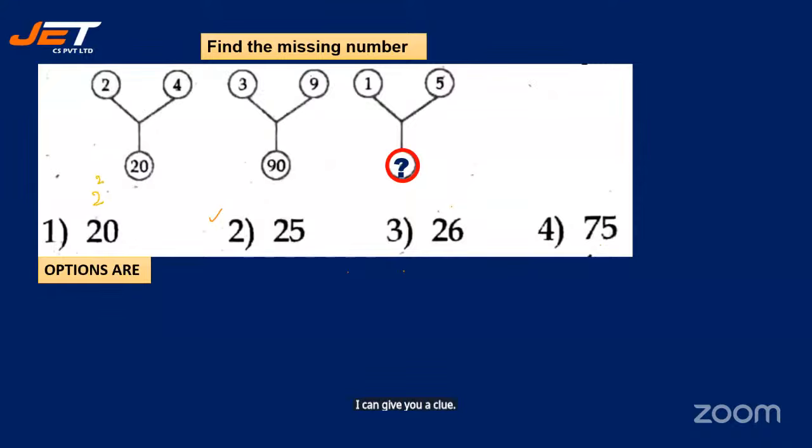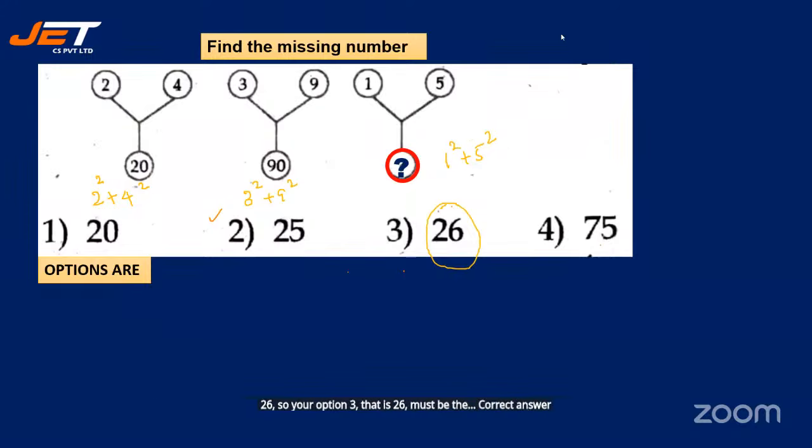Just do like this, 2 square plus 4 square. What do you get? 4 plus 16, isn't it? Likewise, 3 square plus 9 square. So 3 threes are 9 plus 81 is 90. You can also do 1 square plus 5 square. So 25 plus 1, 26. So your option 3, that is 26, must be the correct answer.